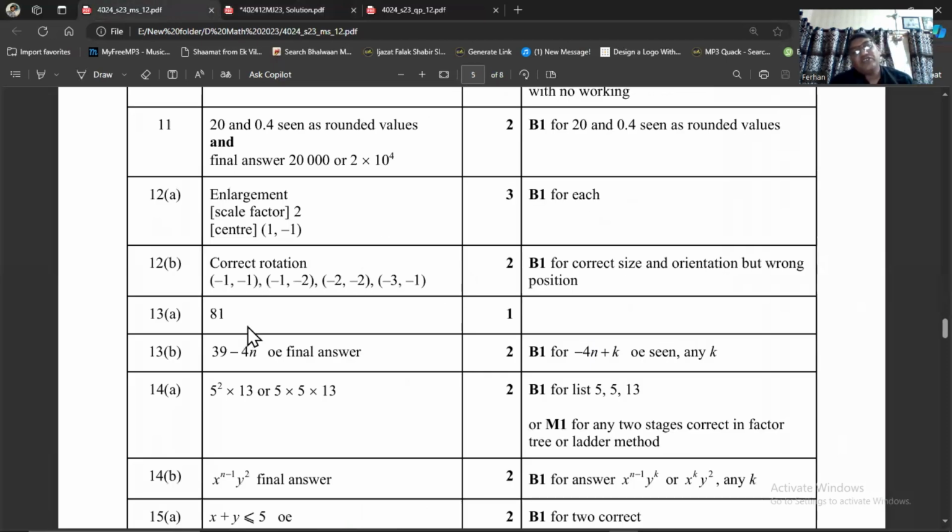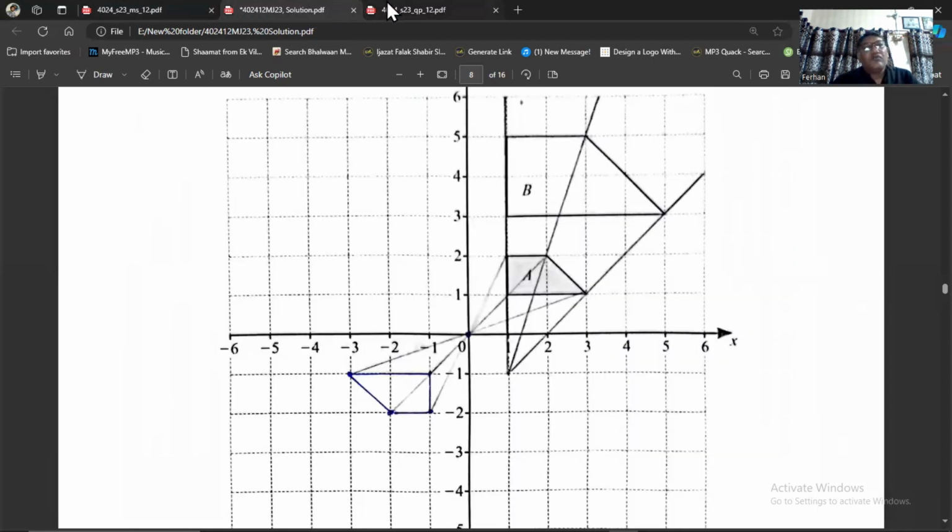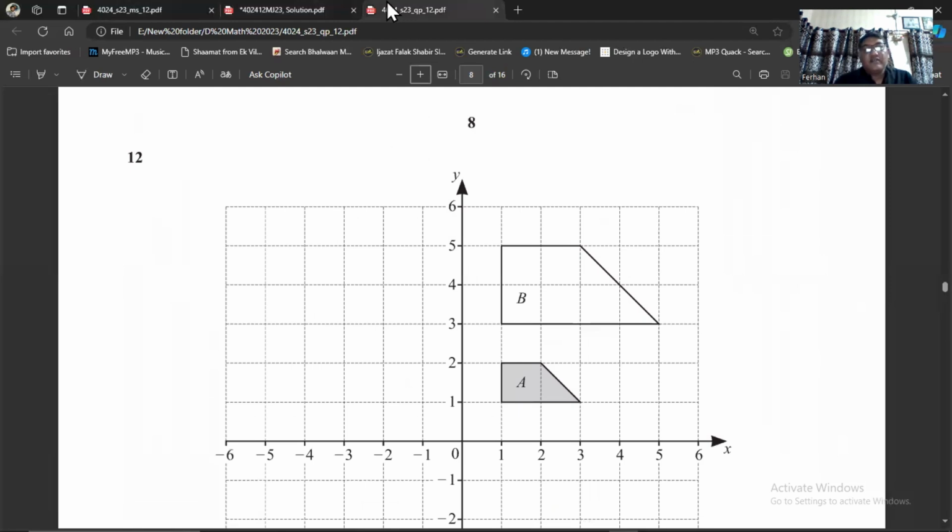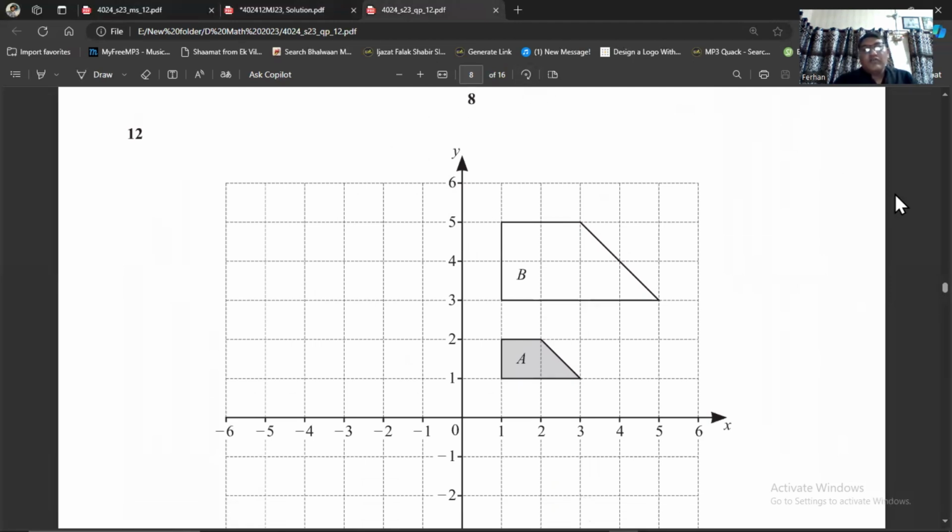So correct rotation. These are the coordinates of the points of the image. So hopefully you understand this. So let me go to the next part.